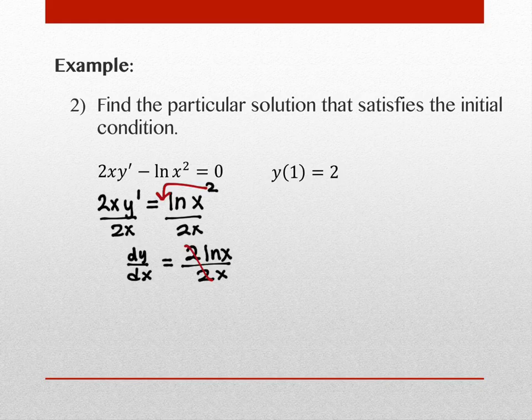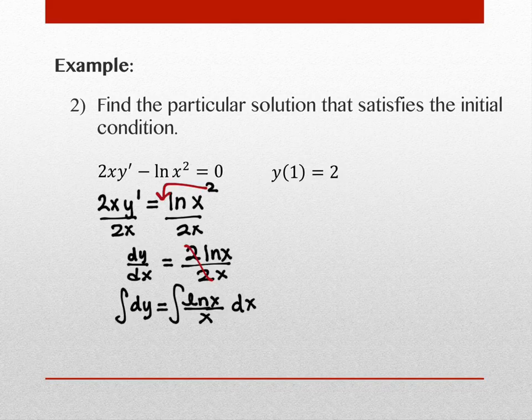And the goal to have dy on the side by itself means I need to move my dx, right? That's going to always be one of our steps. So dy is going to equal now natural log of x, over x, and then dx. This is a good place for us to be, right? We integrate. How do we integrate the right?